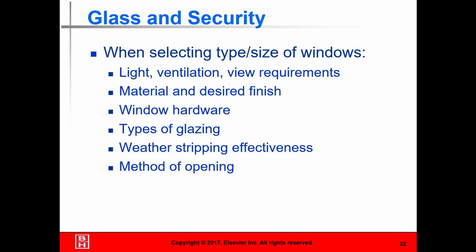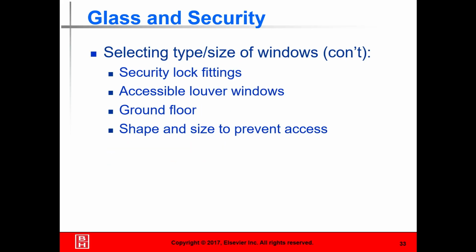When selecting a type, light. How much light do you want in? Do you want to prevent harmful rays coming in and have them darker? So these are some of the things that we can have. The glazing, same type of thing that we can have. Selecting the window type for security. Effective glazing sheet, security lock fitting.